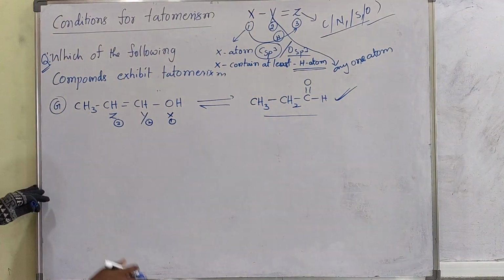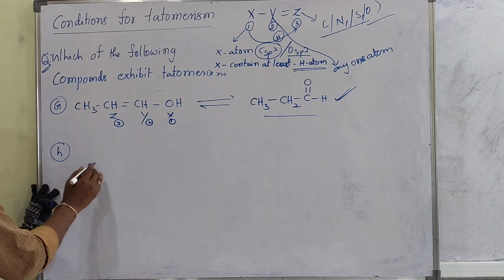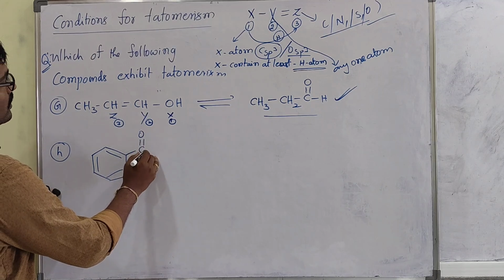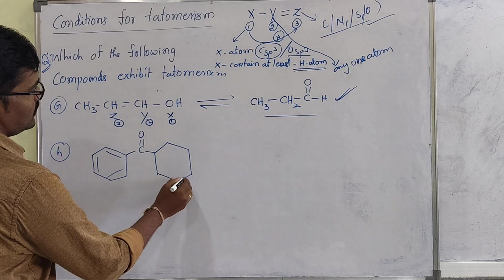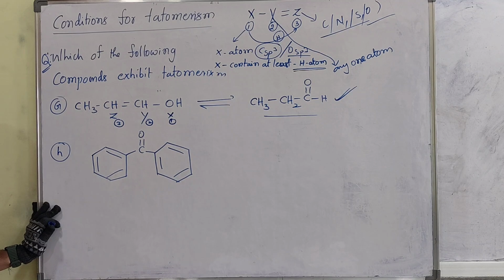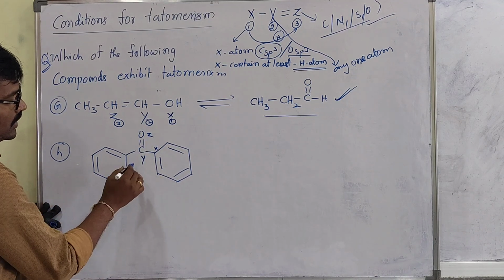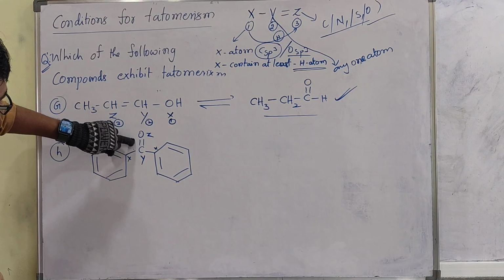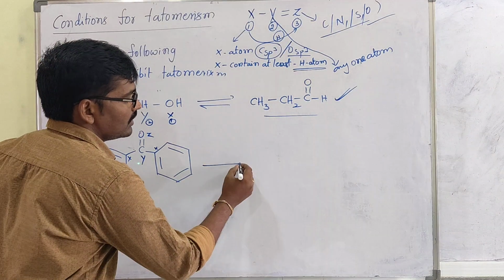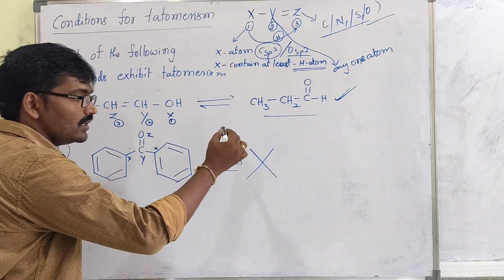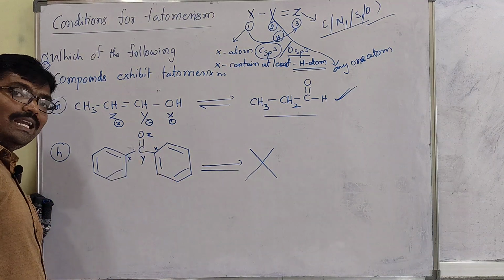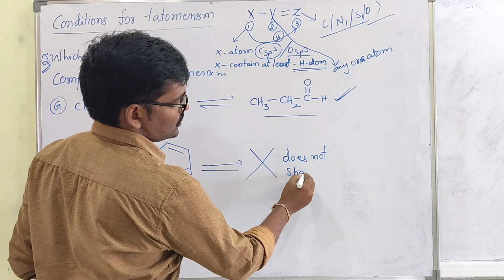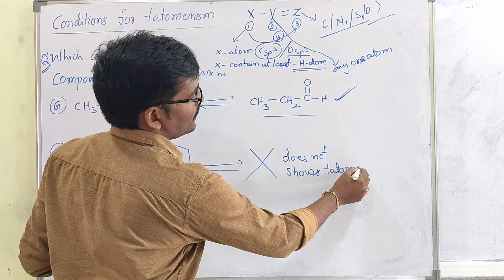Next, one more compound, benzophenone. If you take benzene attached with C double bond, then benzene like this. Here this is the X atom, then Y atom, then Z atom. Even this is the X atom, then Y atom, then Z atom. So the X atom, either in this place or that place, does not contain a hydrogen atom. Since it does not follow the conditions, it does not show tautomerism. Clear? Right.